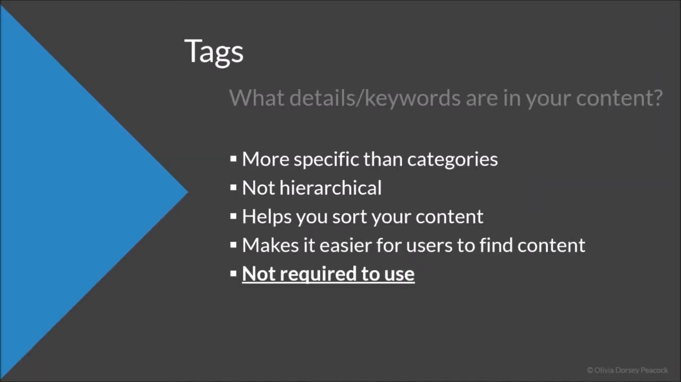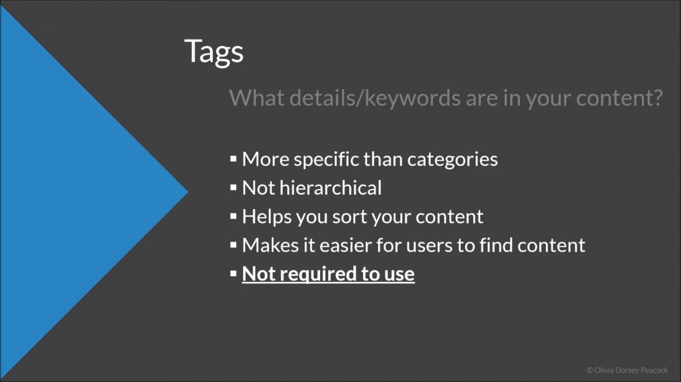Tags are way more specific than categories. And the question that you want to ask yourself when you're employing tags and putting them on your blog post is, what details or keywords are in your content? So what if you're mentioning specific people in your blog post? Those could be tags. If you're mentioning more specific locations like multiple towns or something like that, those could also be tags that you might want to apply to your blog post.